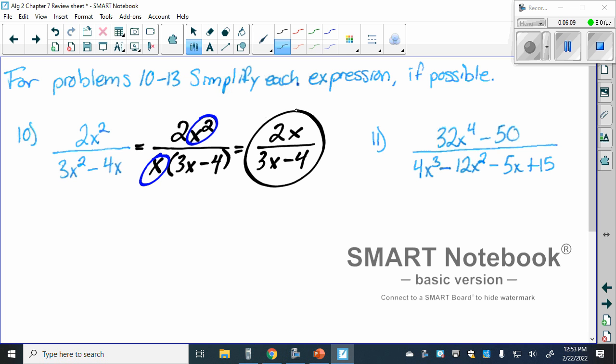And that's as far as it goes, because the 3x minus 4 is stuck together with that subtraction sign, so we can't do any simplifying there. And that's it. That's all we have to do for this one here.